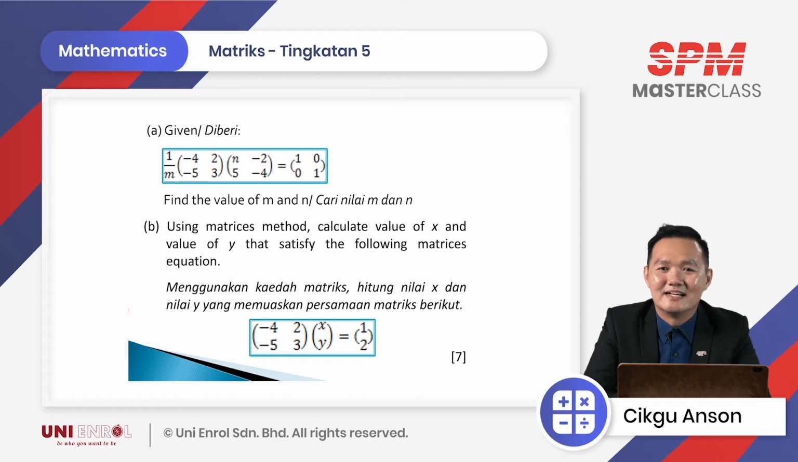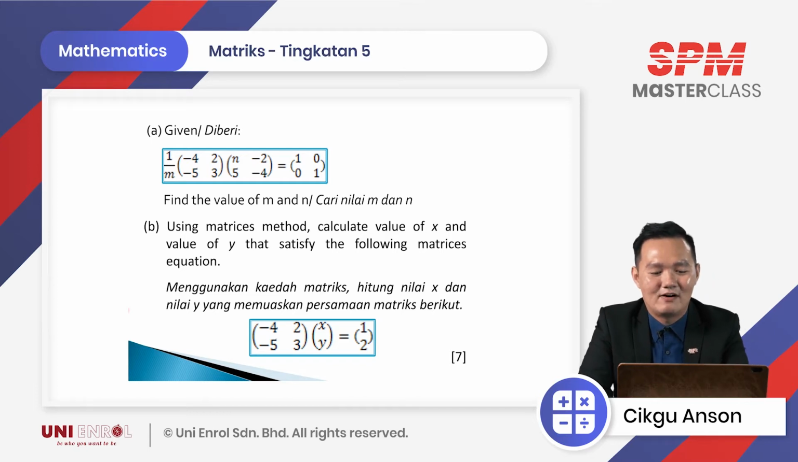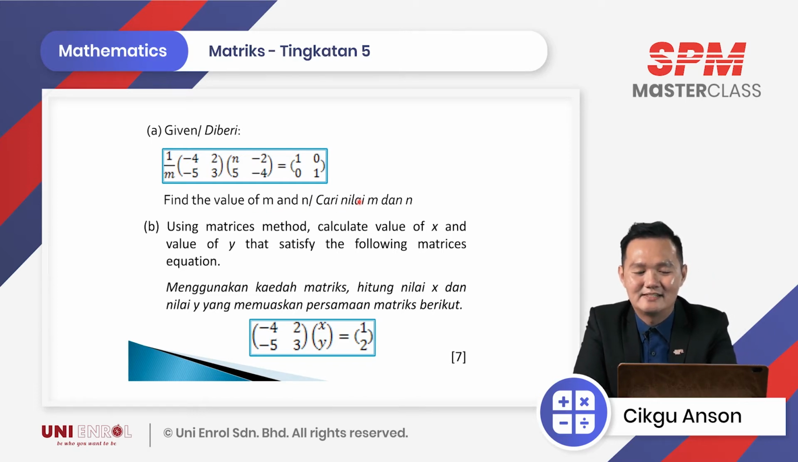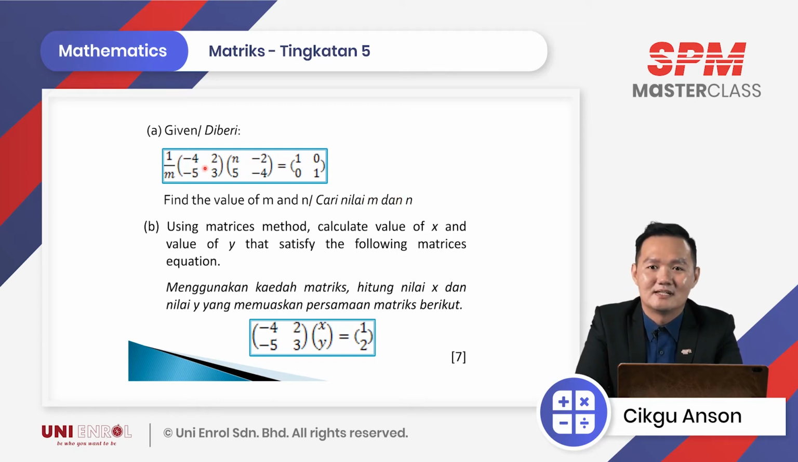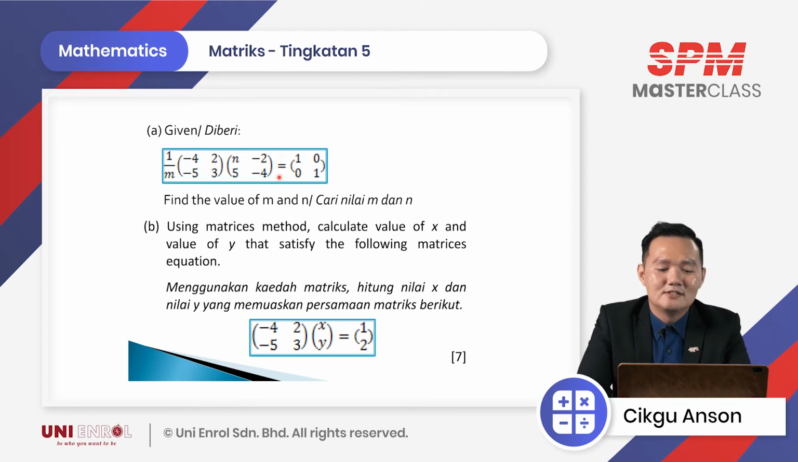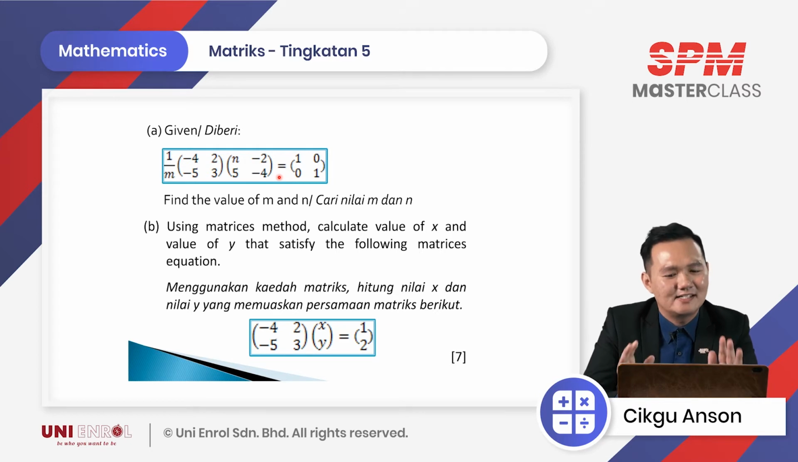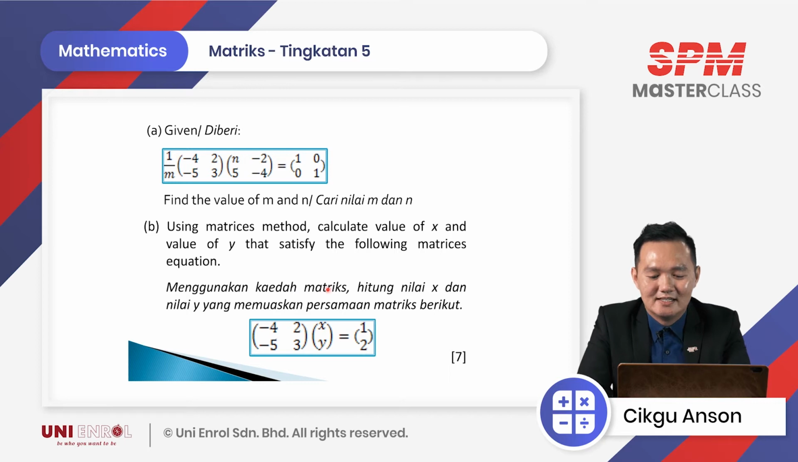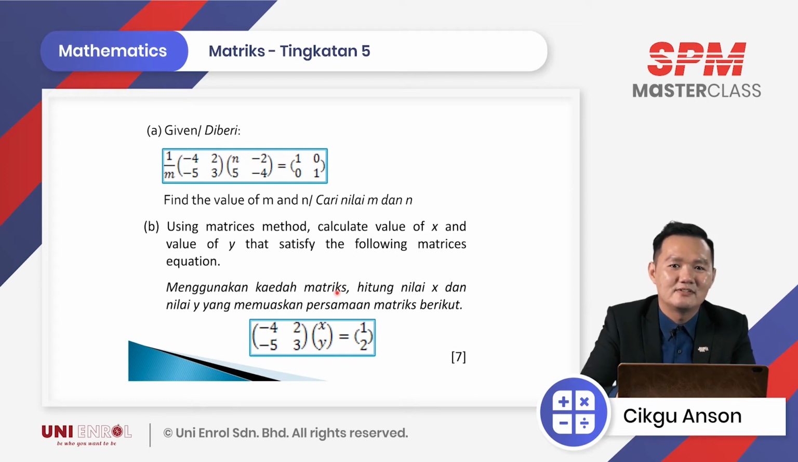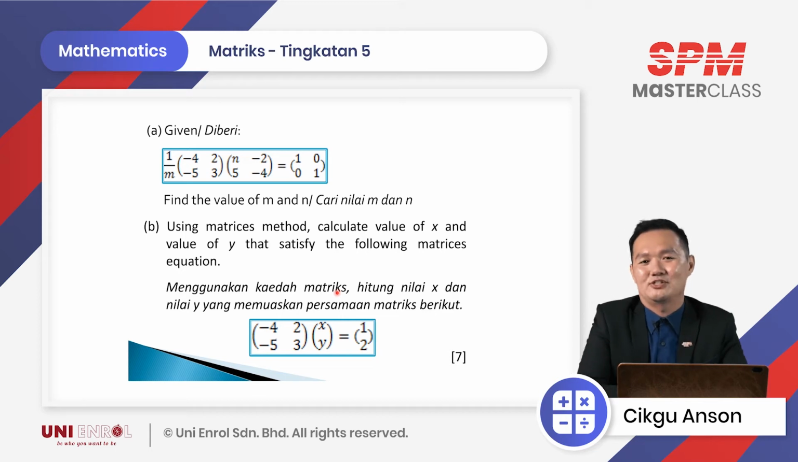Given the matrix equation, find the value of M and N. Question B: using the matrices method, calculate the value of X and the value of Y that satisfy the following matrix equation. That's why you have to see that question A can give you the correct answer, then you can use it to find question B. So let's start with question A first.